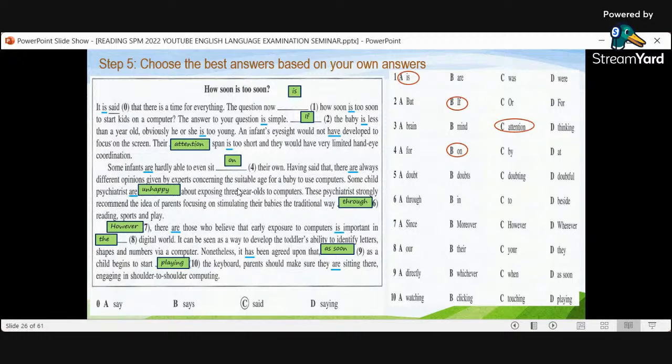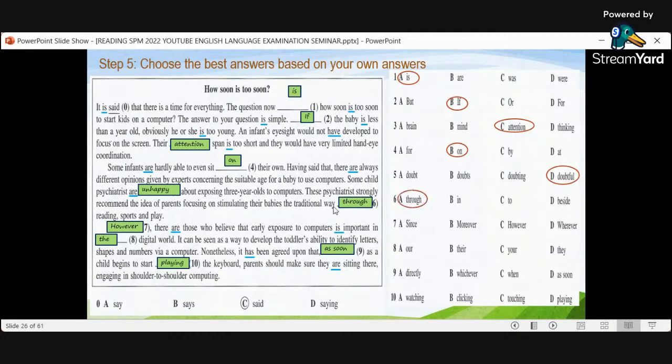I put unhappy. As you can see, there is no unhappy for number 5. So they are talking about doubts. So some child psychiatrists are... the best answer would be doubtful. Doubt cannot, doubting cannot. It's doubtful. This one is an adjective already. It's not a verb, because you are explaining about the psychiatrists. They are doubtful.